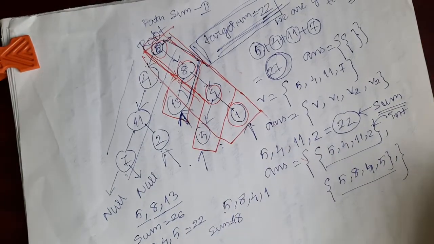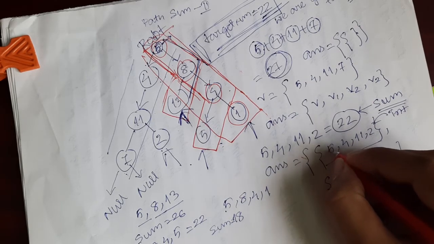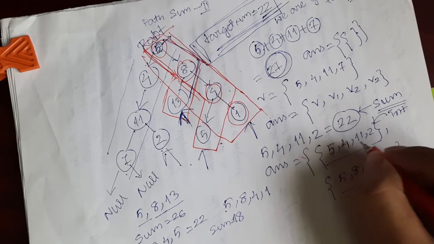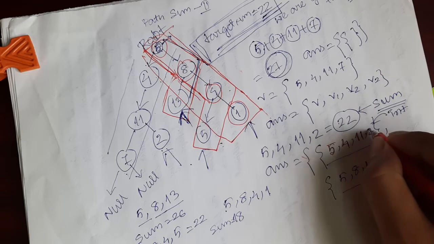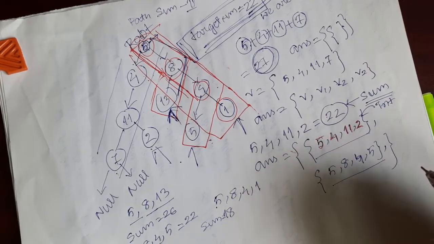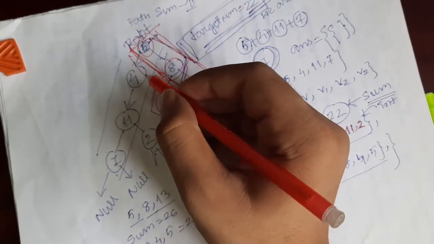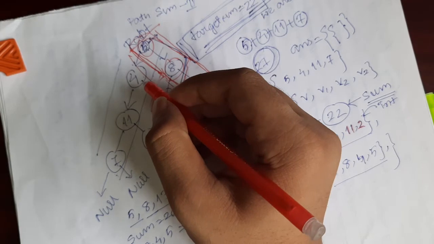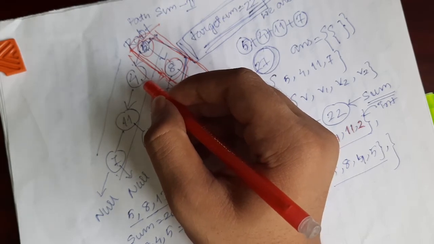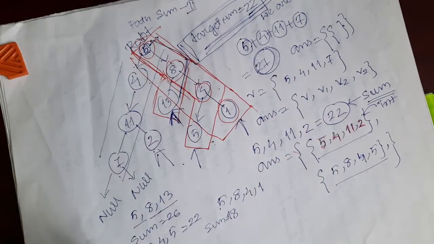But how can we do this? How can we store that after 5 there is a 4 and there will be 11 and there will be 2? How can we check that? If we try to think about the traversal approach, we have 3 traversals: in-order, pre-order, post-order, and one level-wise traversal.